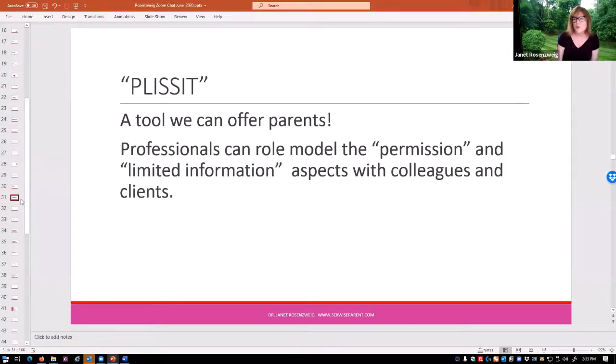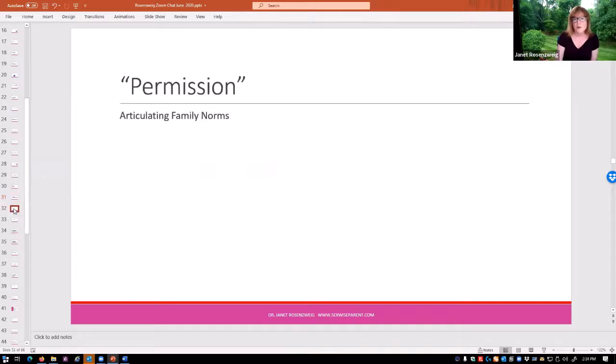This is a tool that we can offer parents. We can model the permission to let people talk about their sexual questions, to talk about their sexuality, and provide the limited information on what we need on how to promote sexual health and safety.